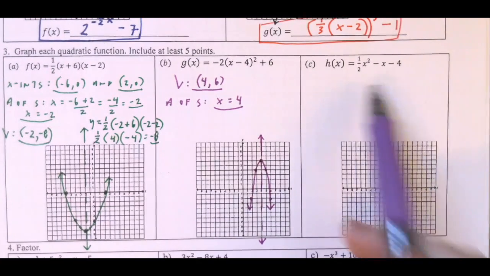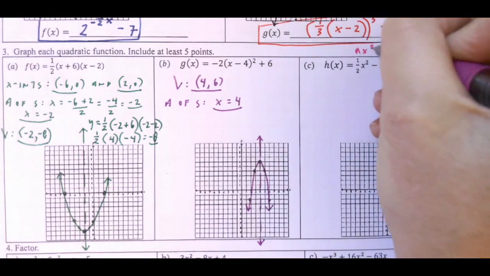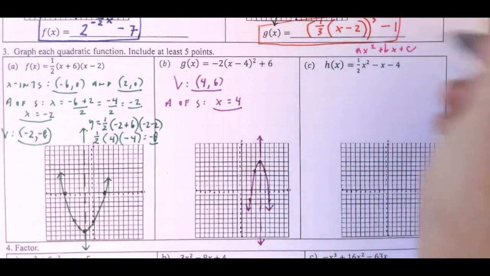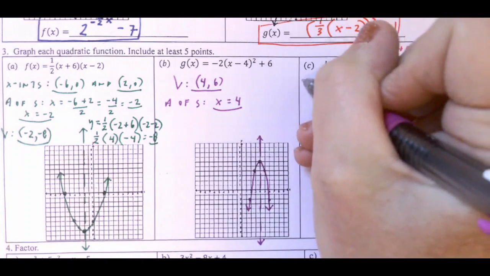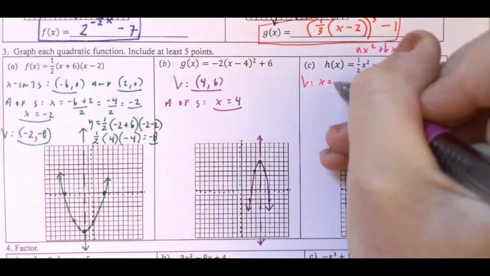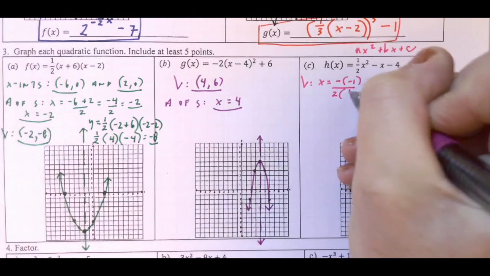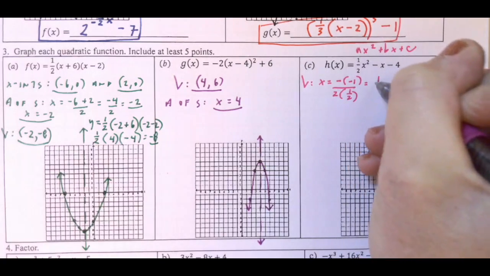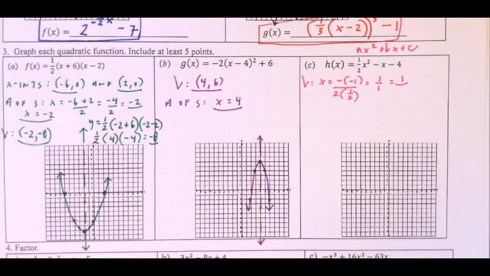Okay, last one here is presented in standard form. So here we should recognize that that is ax squared plus bx plus c. So here if I want to get the x coordinate of my vertex first, x equals -b over 2a. So -1 times -1 over 2 times 1/2. So 1 over 1 is just 1. So the x coordinate of my vertex is 1.